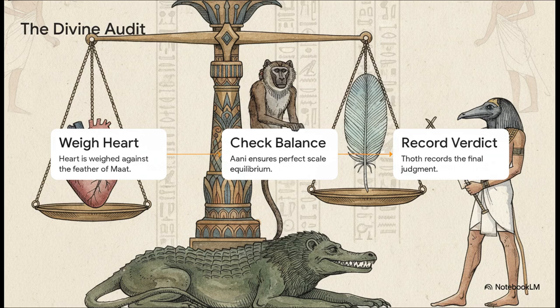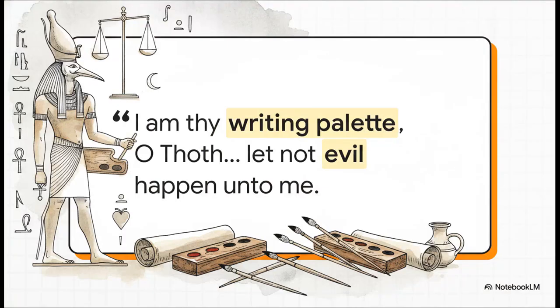Right at the center of those scales sits Ani, remember the baboon avatar we talked about earlier? Ensuring uncompromising equilibrium. Finally, our ibis-headed administrator stands by with his reed pen, acting as a divine auditor, recording the final judgment to determine if your soul passes, or, well, if it gets eaten by a monster. Because he controlled the scales of eternal life, and the very art of writing itself.